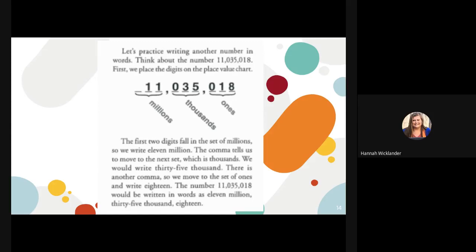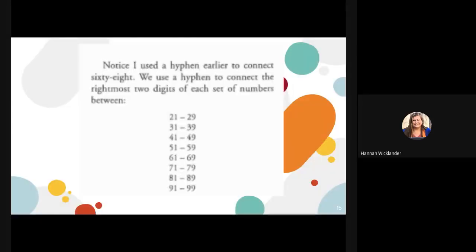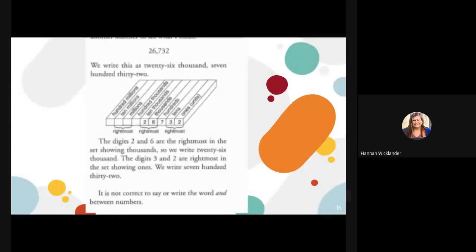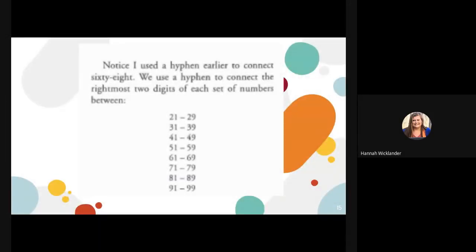So we have 11,035,000. And then moving on to the ones, in the 10 spot, we don't put 10, we write 18 since it's a number under 20. So the answer is 11,035,018. So we use a hyphen to connect numbers between 21 and 99.